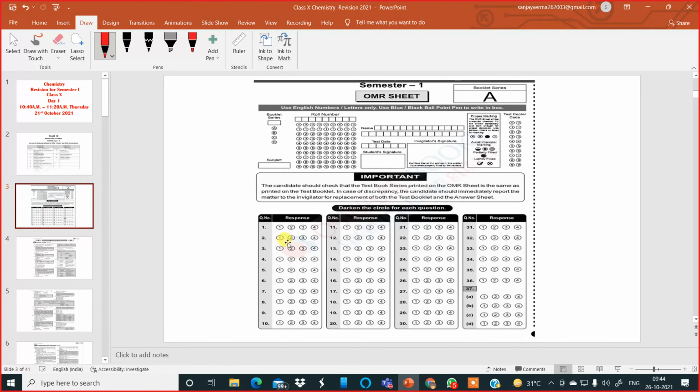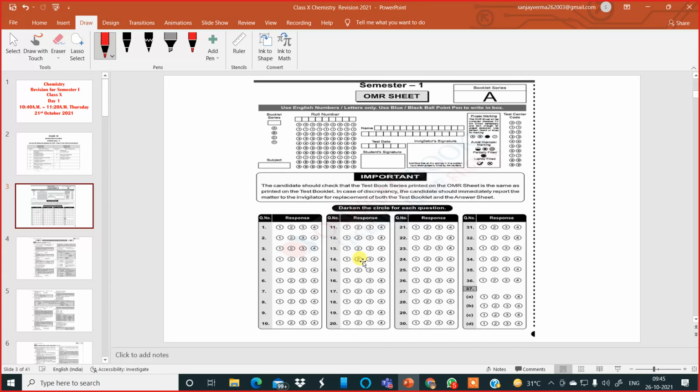It's on your screen. These are the question numbers, from question number 1 to question number 37, there are 4 parts. And you have to darken the correct option answer. For question 1 there are 4 options, for question 2 there are 4 options, like that. Whatever the correct answer, you have to darken the circle. But the question paper will be separate. You'll get a separate question paper.